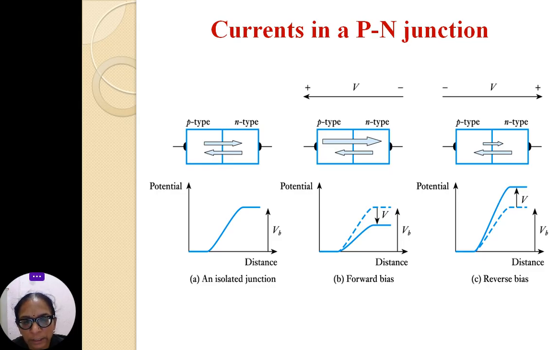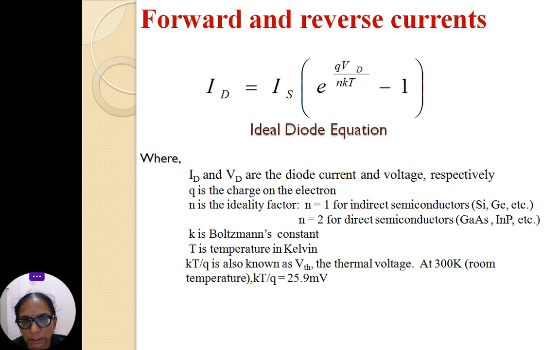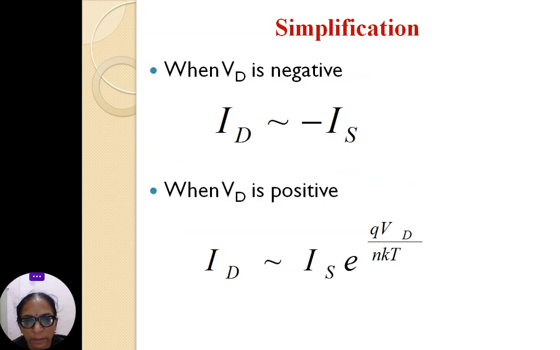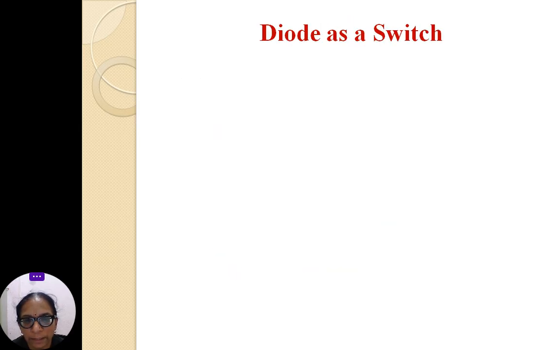Now, currents in PN junction diode. An isolated junction is there, in the second diagram a forward bias junction is there, and in the third a reverse bias junction is used. The current equation for the forward and reverse bias ideal diode equation is given by ID equals IS e to the power QVD divided by NKT minus 1. When VD is negative, ID is approximately equal to minus IS, and when VD is positive, ID is approximately equal to IS e to the power QVD divided by NKT.